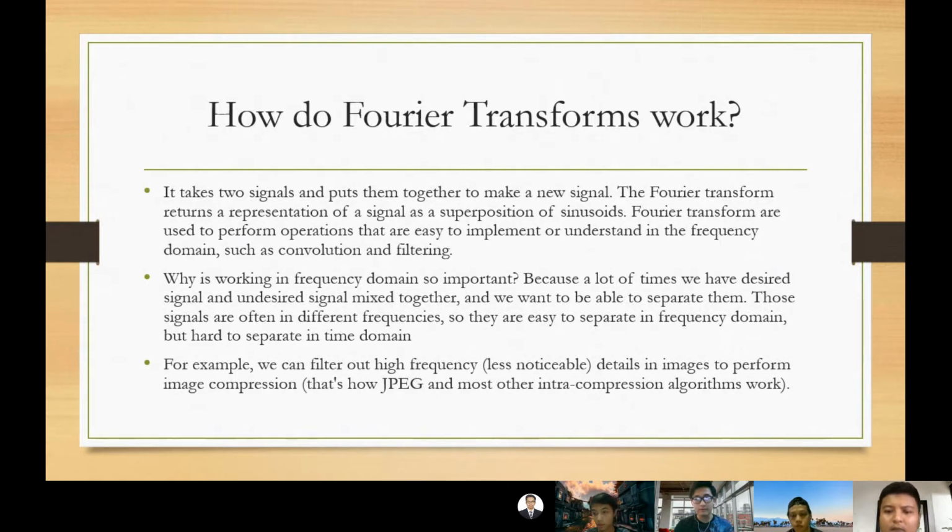Because a lot of the time we have a desired signal and an undesired signal mixed together, and we want to be able to separate them. Those signals are often in different frequencies, so they are easy to separate in the frequency domain but hard to separate in the time domain. For example, we can filter out high frequency, less noticeable detail in an image to perform image compression. That's how JPEG and most other image compression algorithms work.